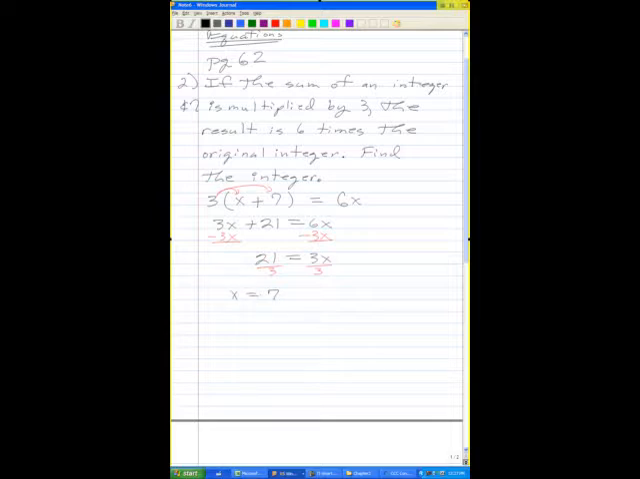So now let's see if this makes sense. If the sum of 7 and 7, well, what's the sum of 7 and 7? 14 is multiplied by 3. 14 multiplied by 3 is 42. So 42. The result is 6 times the original number. 6 times 7 is 42. 42 is indeed equal to 42. So your answer is 7.